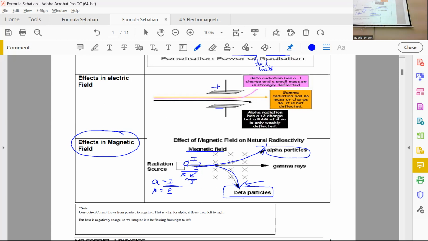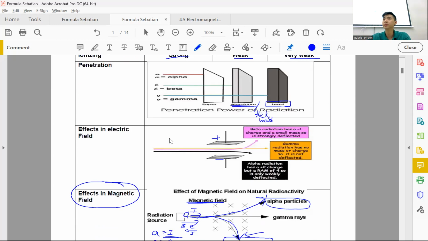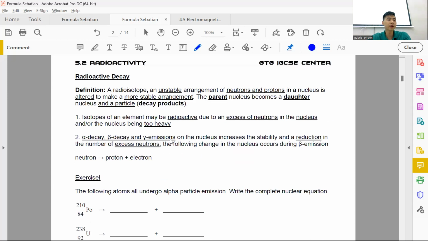The alpha range is only a few cm. It will only travel a few cm by maximum. The beta will travel a few meters. Gamma is basically unlimited range. Okay, everyone. Done. Then the next part we talk about is basically radioactive decay.